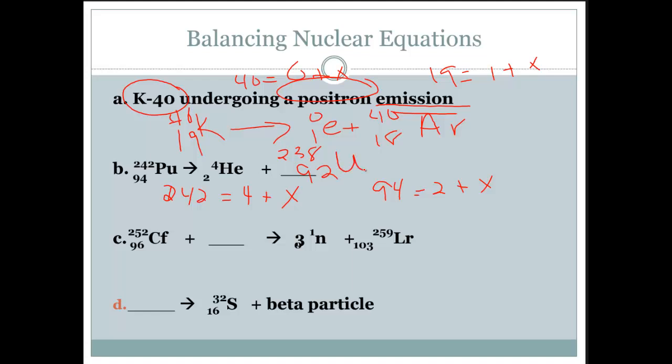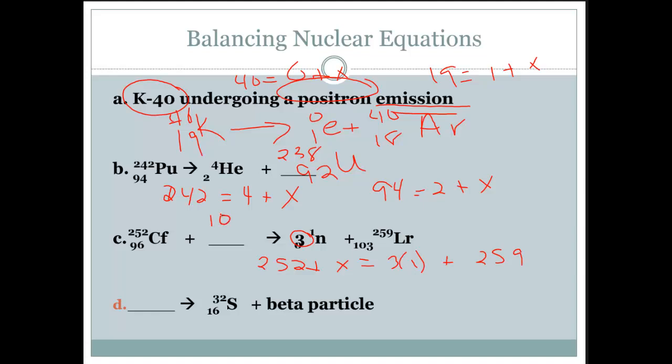I look for 92, and I find that's uranium. The next one, a little bit more difficult. 252 plus x is equal to, notice that 3 here, so we have 3 neutrons, 3 times 1 plus 259. Add and subtract, and that comes out to be 10.